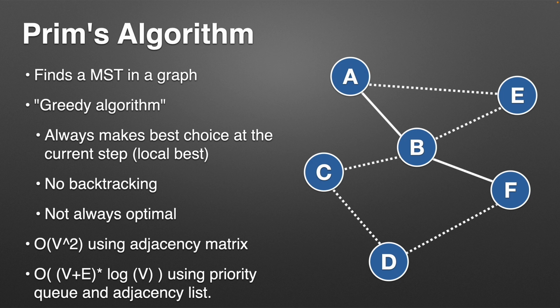So greedy algorithms tend to be very fast, and they don't always produce an optimal result. That's something to keep in mind when you see a greedy algorithm: usually it can produce an answer, but maybe not always the optimal result. In the case of Prim's algorithm, it does produce an optimal result, and we'll see why that's the case.